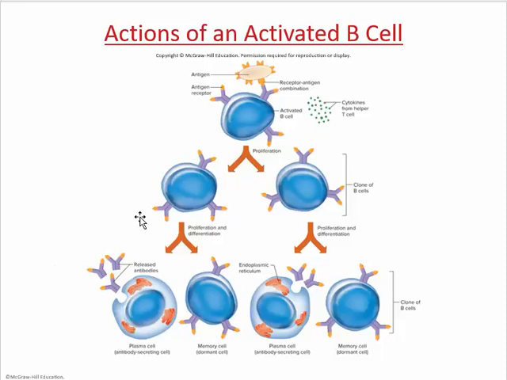It will clone itself to become a whole bunch of copies of the same thing. Some of them will become memory cells, and some of the progeny become plasma cells. Basically, they grow endoplasmic reticulum, so that's why they're plasma cells, which are protein factories. The plasma cells produce antibodies by the hundreds of thousands per hour, per minute probably. And the antibodies do what needs to be done.